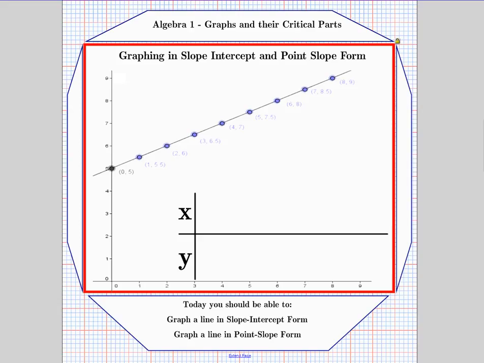Hi everybody, this is the second video in a series. Hopefully you just watched a video about graphing a line in slope-intercept form. The next one is going to be about graphing a line in point-slope form. And this is probably pretty unfamiliar to you, so make sure you pay careful attention.